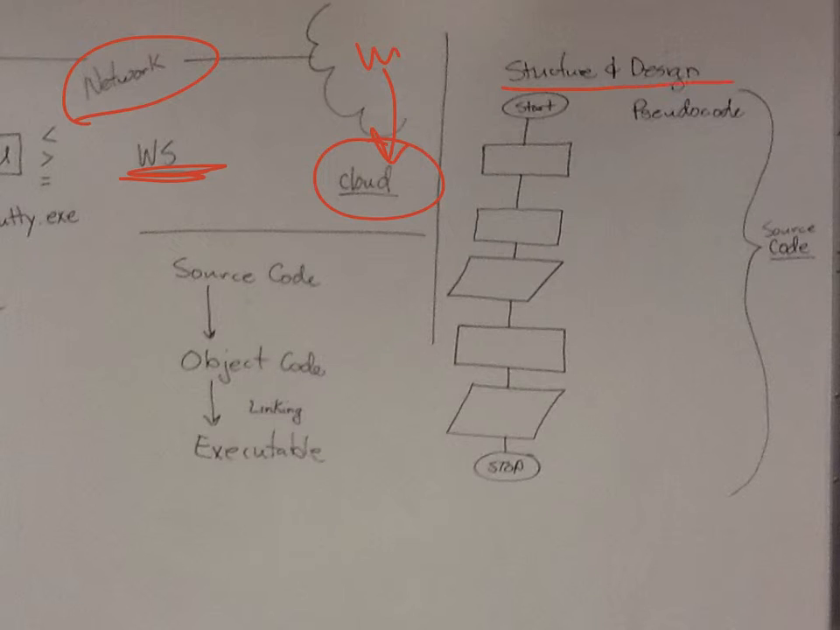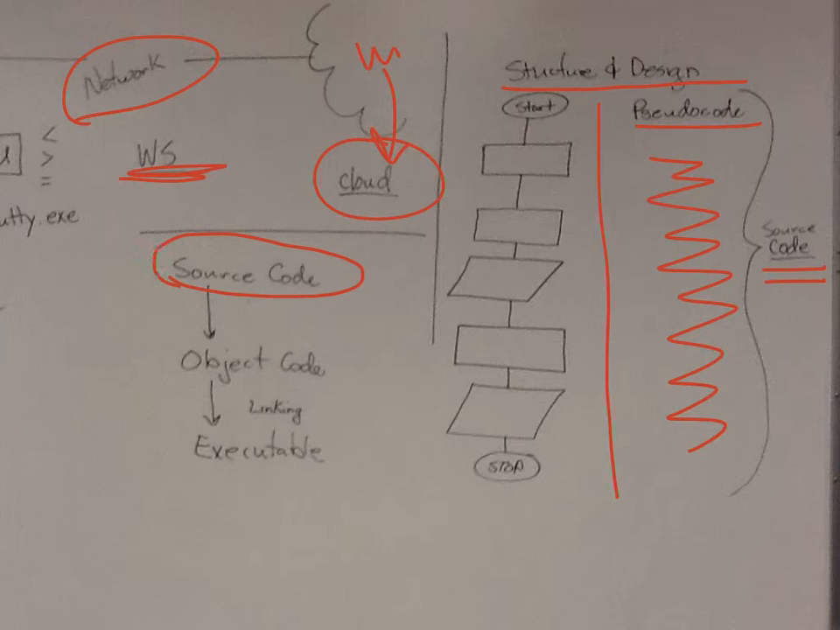I talked briefly about structure and design: false code, here's a flowchart, and then there would be pseudocode. We didn't actually write any yet. And then from there you would develop the source code. We'll review this. We're going to start here tomorrow.